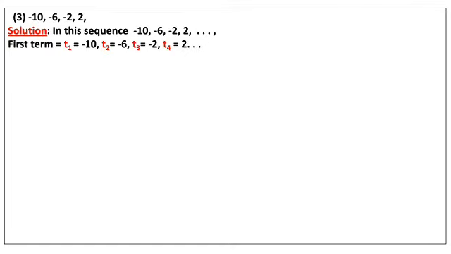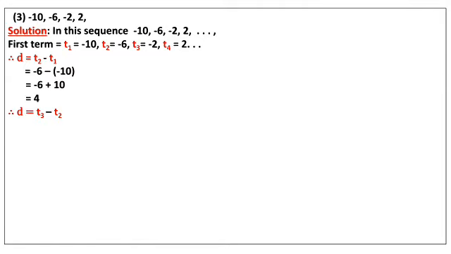Now the third one: minus 10, minus 6, minus 2 and 2. Arrange these as terms. After writing the terms, use the formula T2 minus T1. T2 value is minus 6 minus T1 value, which is minus 10. We'll open the bracket: minus 6 minus minus, plus 10. So 10 minus 6 we get 4.